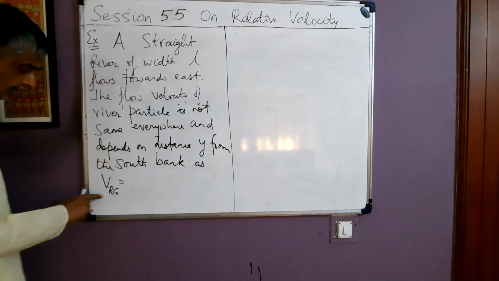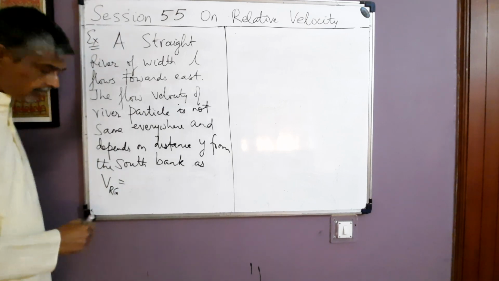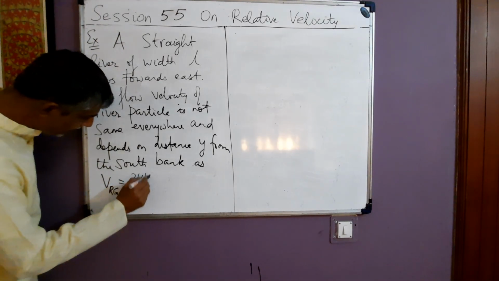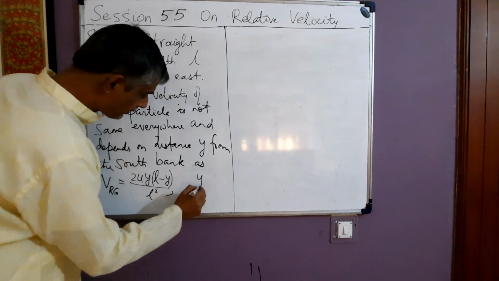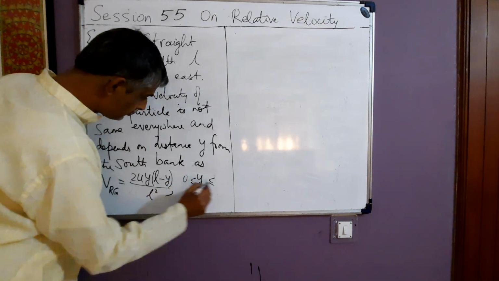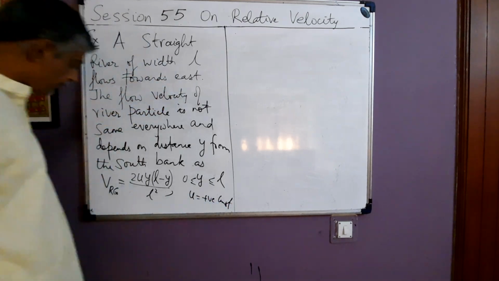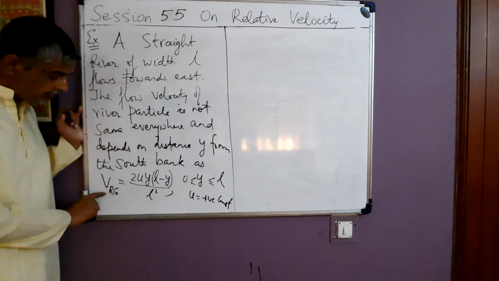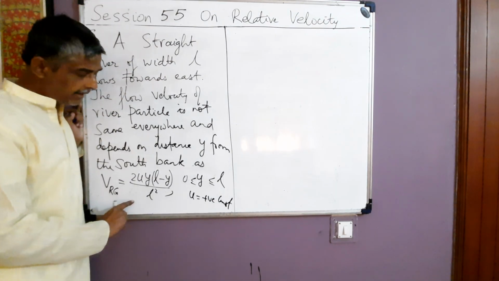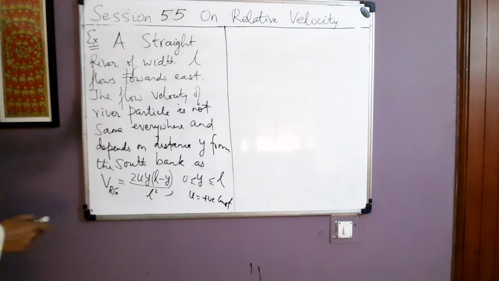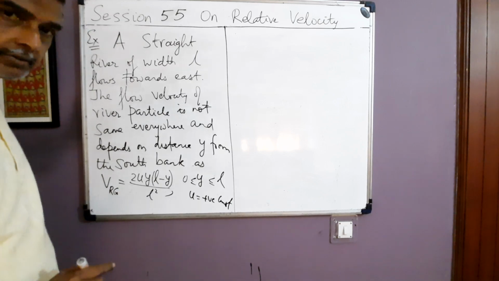Meaning this VRG is the flow velocity of the river particle, not the velocity of the river. This is given to be 2uy(L minus y)/L squared, where y varies from 0 to L and u is a positive constant. Again, I would like to repeat this: VRG doesn't mean the velocity of river with respect to ground, but it means the velocity of the river particle at a distance y from the south bank. So VRG meaning has been clearly specified.